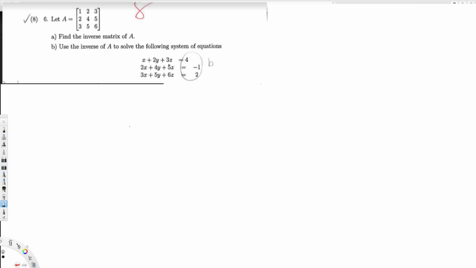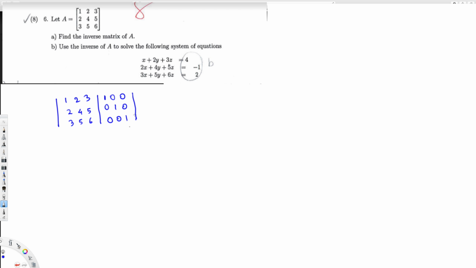I'll show you how it is going to be done. First of all, let's copy down the matrix. It's going to be 1 2 3, 2 4 5, 3 5 6. So to find the inverse, first of all we write the Gauss-Jordan pattern on the opposite side. So only 1 0 0, 0 1 0, 0 0 1.